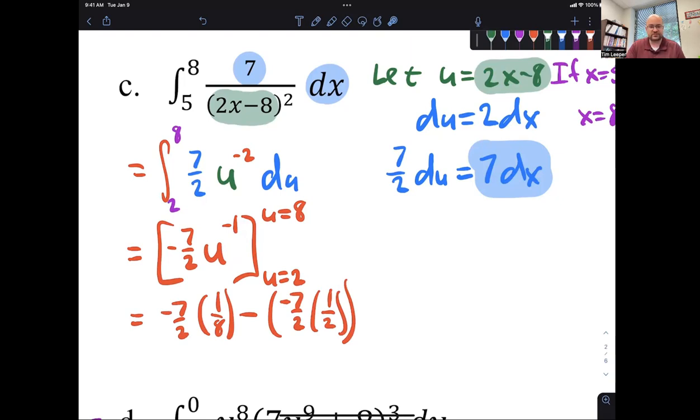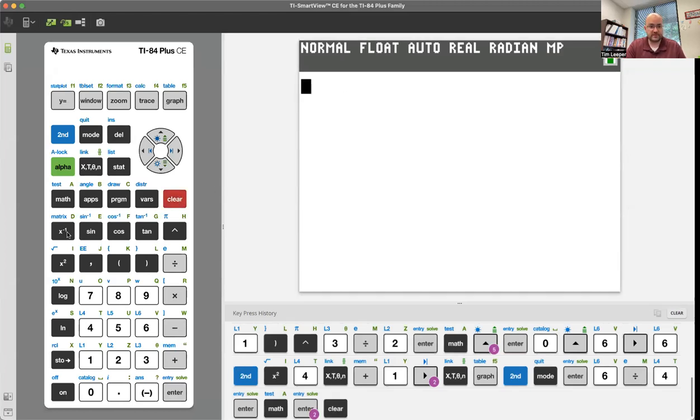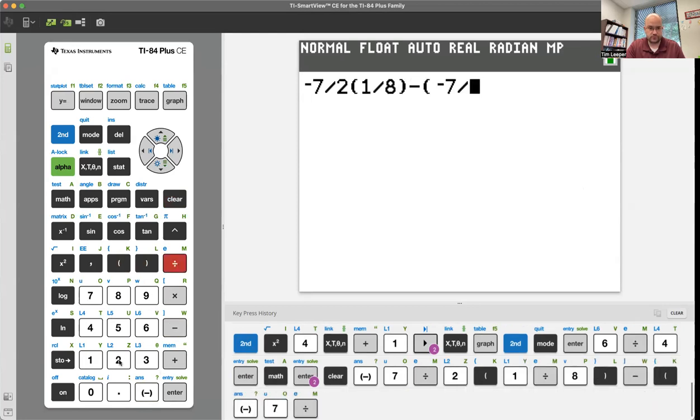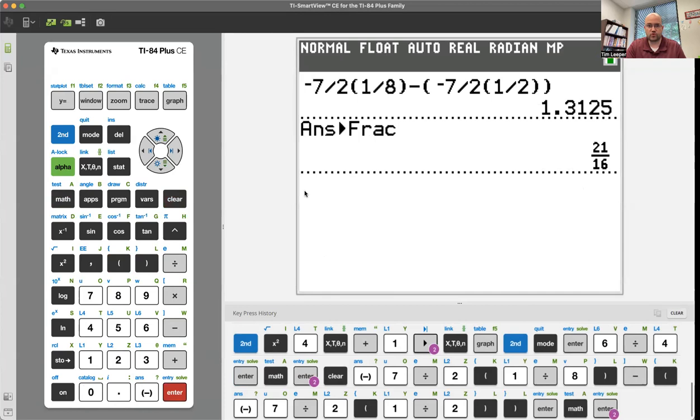You know what? Let's just go type this in. Much easier. So that gives me negative 7 over 2 times 1 over 8 minus negative 7 over 2 times 1 over 2. Math enter, and there you go, 21 over 16.